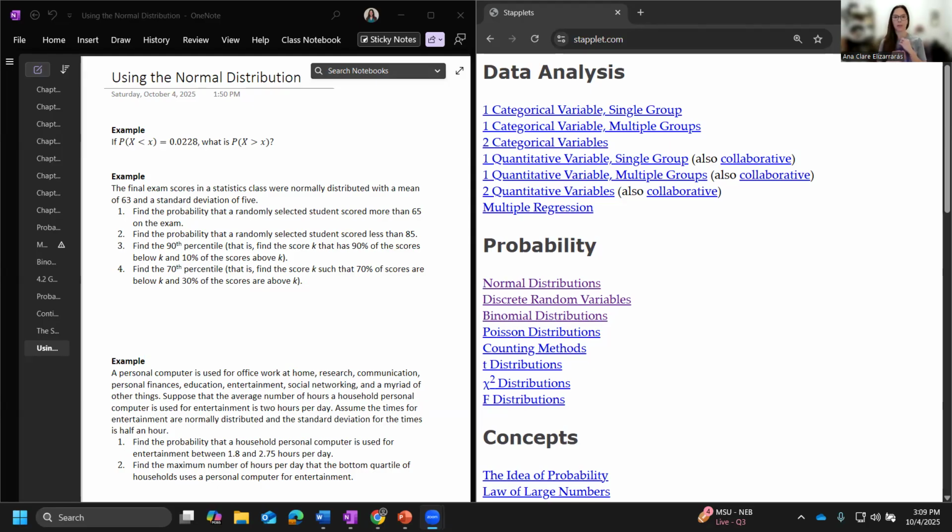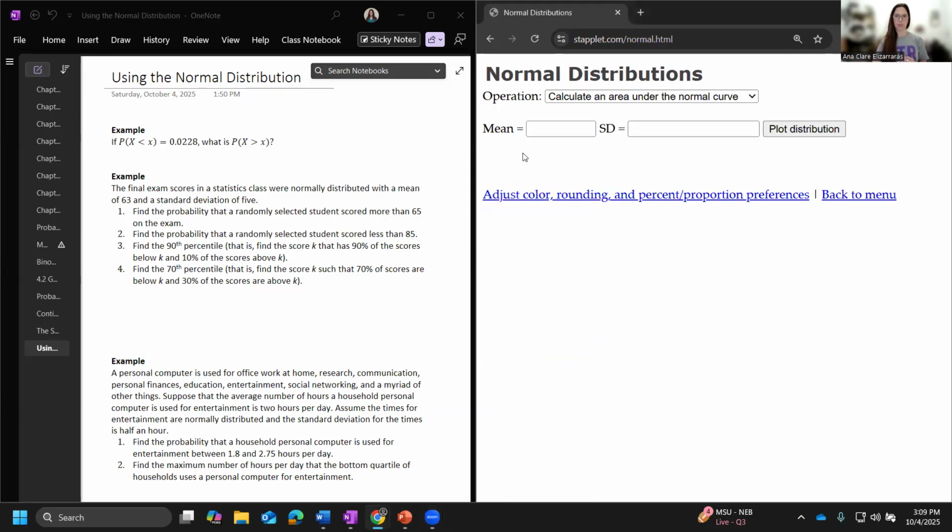Now, because we are talking about the normal distribution, when you go to stapplet.com, under probability, you're going to hit normal distributions. And if you are dealing with a standard normal distribution, if they're told it's a standard normal distribution, that implies that your mean is 0 and your standard deviation is 1. So be on the lookout for that. If you're asked to calculate a probability, then you want to calculate the area under a normal curve. If you're asked to find a value, then you would want to select calculate a value. So we want to approach a problem like that.